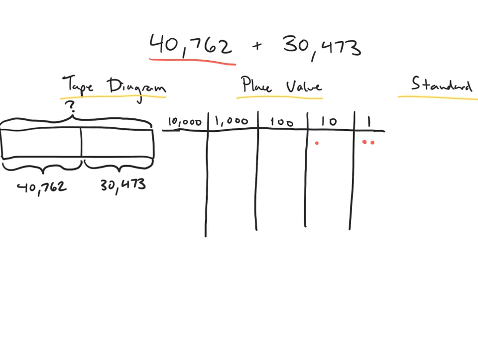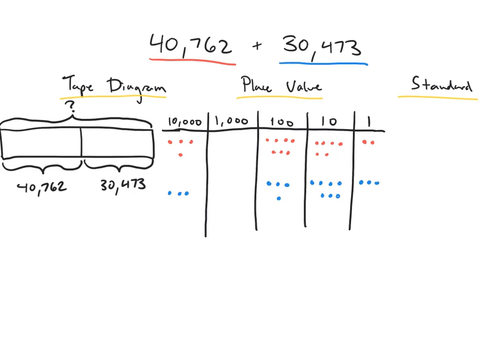So 2 ones, 6 tens, 7 hundreds, 0 thousands, so I just leave it blank, and 4 10,000s. And then I'm going to do the same thing, but with 30,473. I'll have 3 ones, 7 tens, 4 hundreds, 0 thousands again, and 3 10,000s. So now I'm going to combine each of the values in the different place values to see what my total answer is going to be.